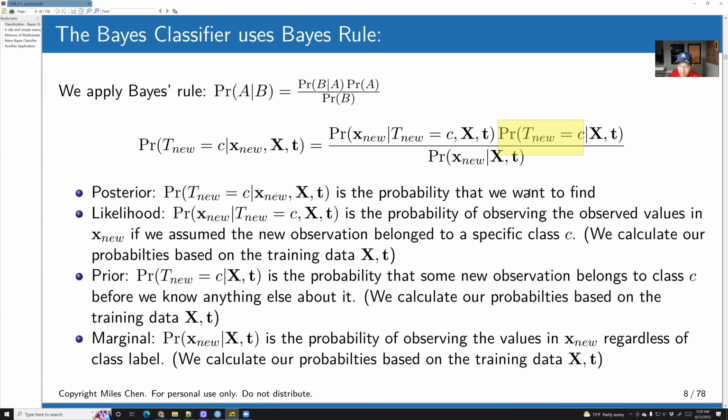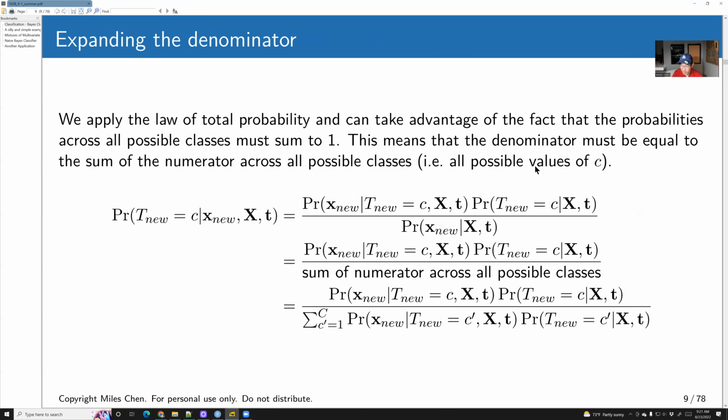And then in the denominator, we have the probability of getting the values within that vector X nu, regardless of the class label. So if we consider all of the different possible classes, what's the probability of getting those values? All of these things have X and T in the given part because all of these values are based on the training data that we have. So this is kind of a big formula, and I think it's going to make most sense if we work through an example.